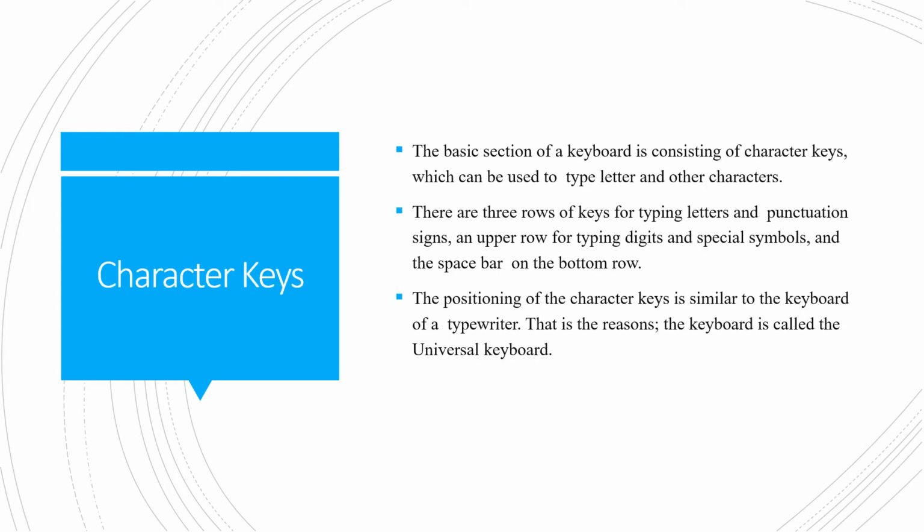Now, character keys. Character keys are those keys that are used for typing characters or letters, and there are three rows reserved for typing the letters and punctuation signs. The first row is called the home row, that is QWERTYUIOP. Approximately 10 to 11 characters are arranged in every row of the keyboard, and the total rows are 4. Out of 4 rows, 3 rows are reserved for character keys and 1 row is reserved for numeric keys.